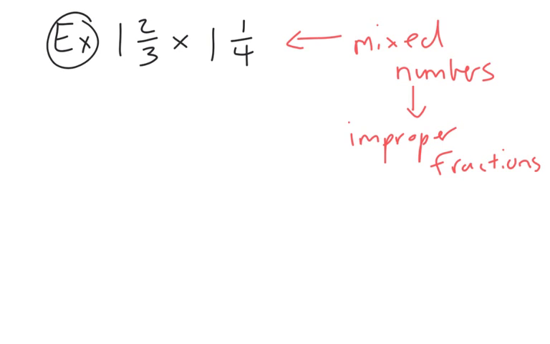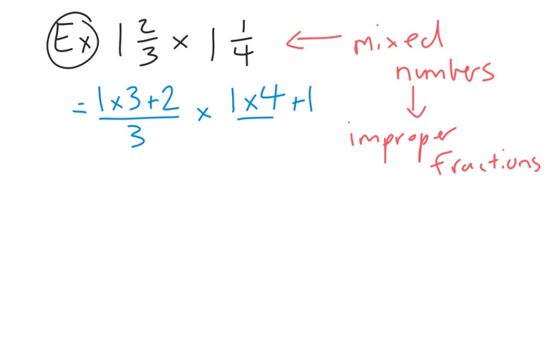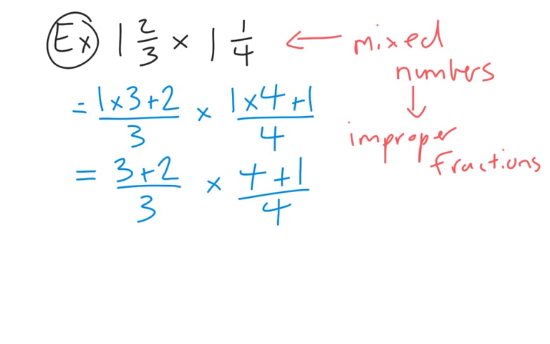So let's do that. Over here we have 1 times 3 plus 2. The denominator stays the same. And over here we have 1 times 4 plus 1, and the denominator stays the same, so it remains 4. At this point, you can just use your BEDMAS. We're going to do multiplication first. So 1 times 3 is 3. The plus 2 remains the same. The denominator remains the same. Over here, we have 1 times 4, which is 4, plus 1. And then the denominator stays the same as well.